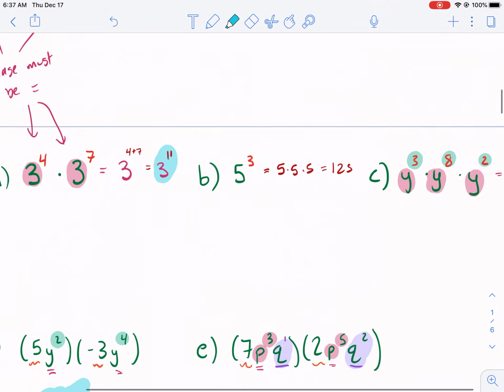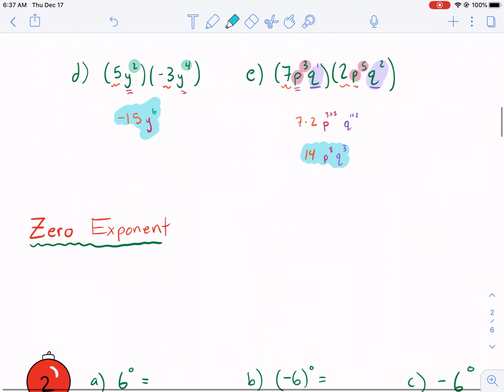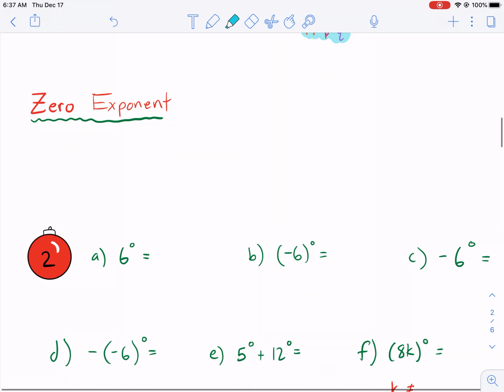Okay, so we're just using the product rule for exponents right now to make this a little bit easier for us. Let's get into zero exponents.